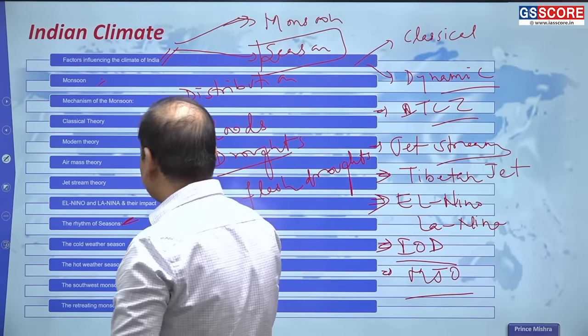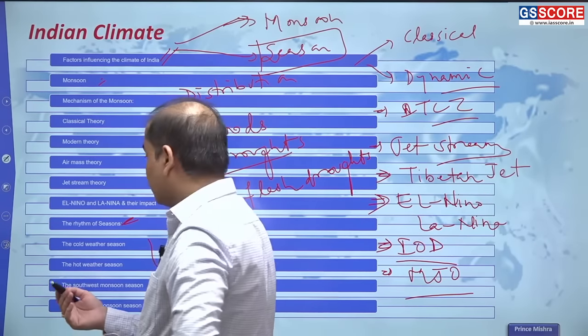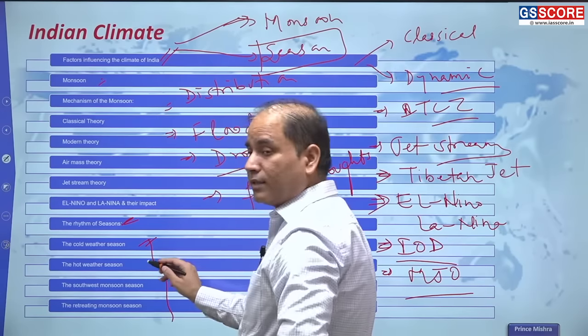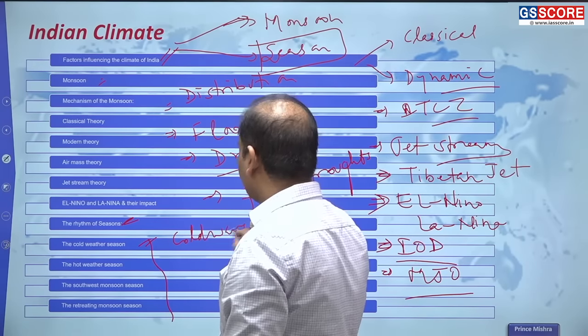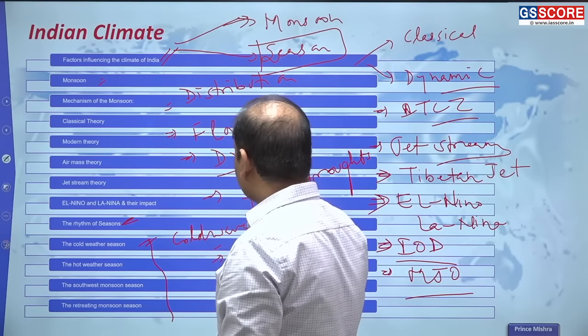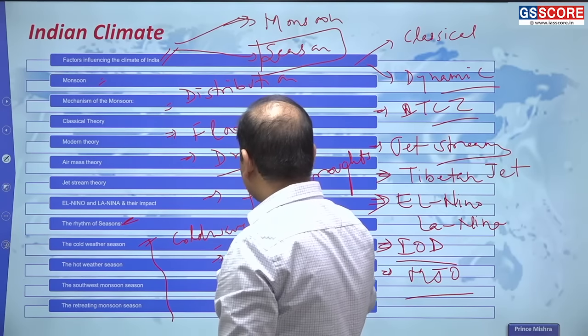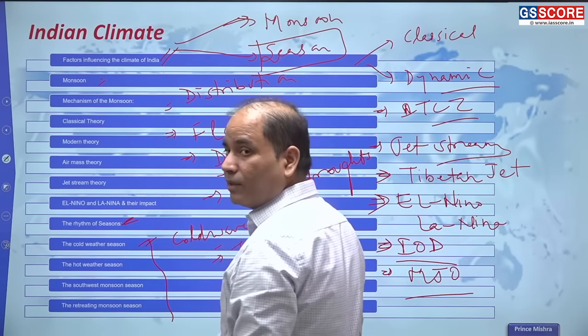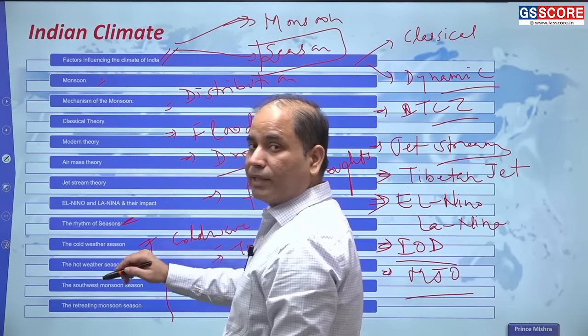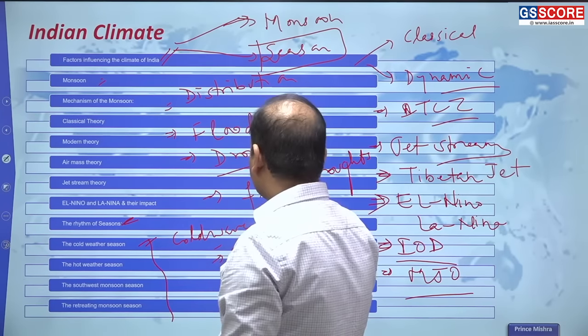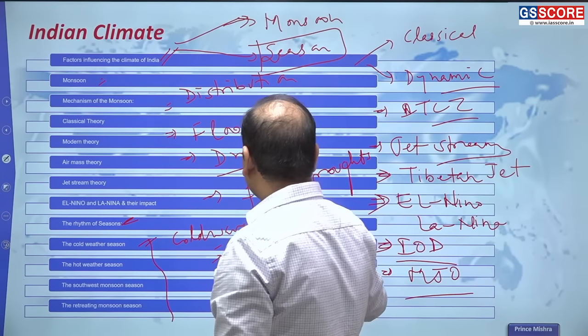Now in all the seasons, what are the phenomena that are happening? So like in cold seasons, we have the cold wave conditions. So you need to study the cold wave. You also need to study what this temperate cyclone is, how this temperate cyclone develops, what is the reason why this temperate cyclone is coming in India, which is popularly known as western disturbances.